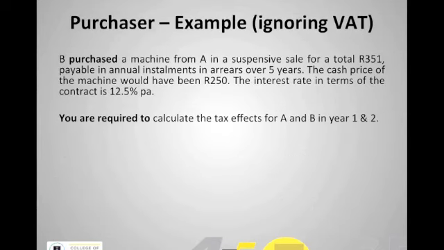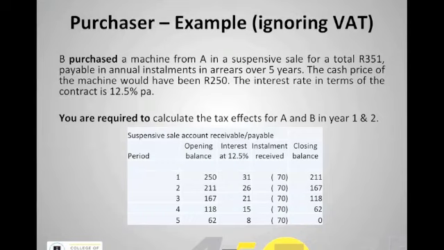Let's contrast that to a purchase and sale example. So in this example, B purchased a machine from A in a suspensive sale for a total of 351 Rand, payable in annual installments in arrears over 5 years. The cash price of the machine would have been 250 Rand, and the interest rate in terms of the contract is 12.5% per annum. You're required to calculate the tax effects for A and B in years 1 and 2. And I've prepared an amortization table just to show how this asset is being paid off over time. So each of those payments represents an interest and a capital portion.